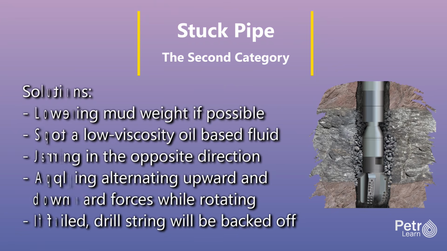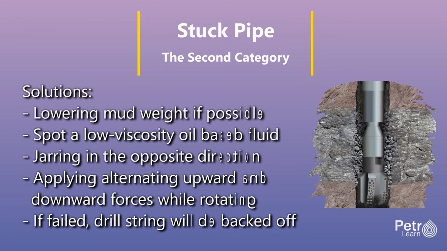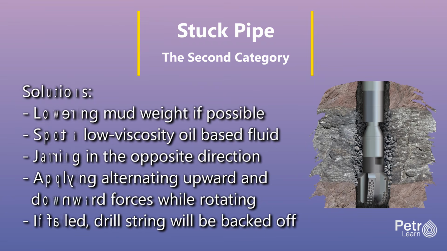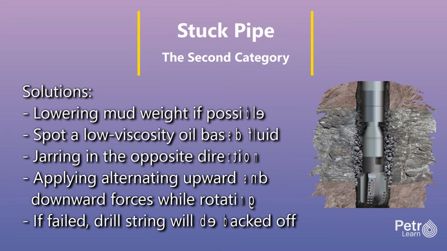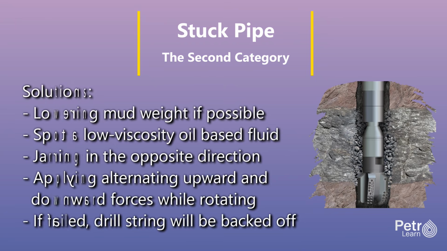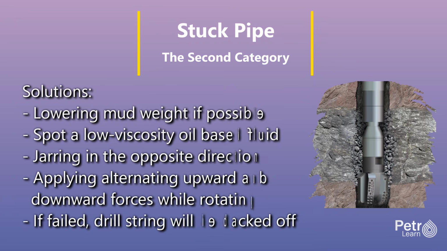If these measures fail, the pipe may need to be backed off, which means unscrewing the drill string at a connection above the stuck point using a specialized tool. If that fails, special tools can be used for severing the drill string. The free portion of the drill string is recovered, and fishing tools are then used to engage and retrieve the stuck section. In the worst cases, the stuck pipe must be abandoned and the well is sidetracked, meaning a new hole is drilled around the fish by kicking off at an angle above the stuck point.